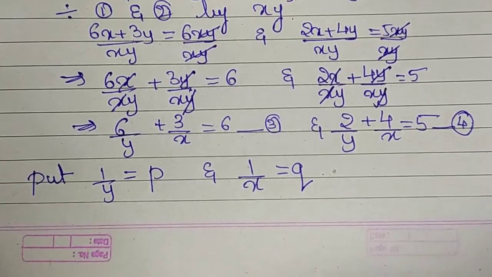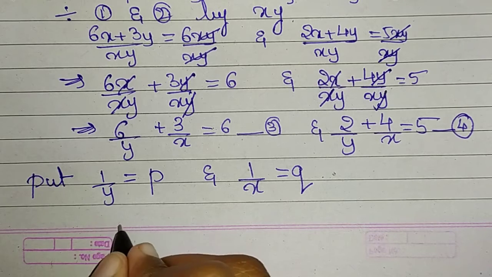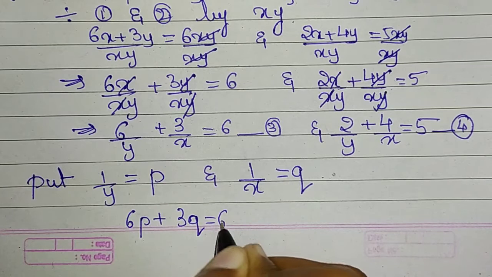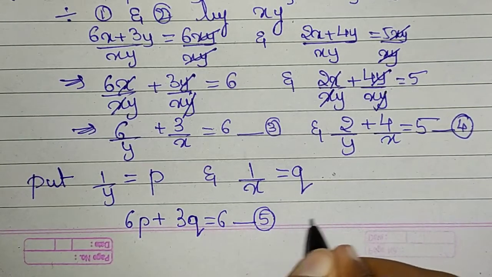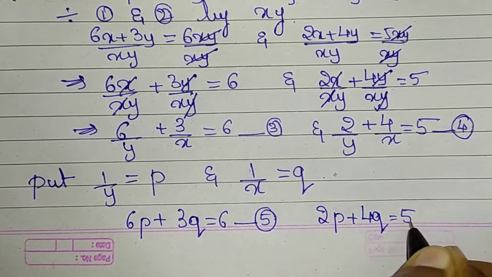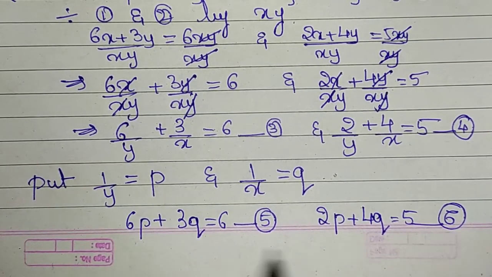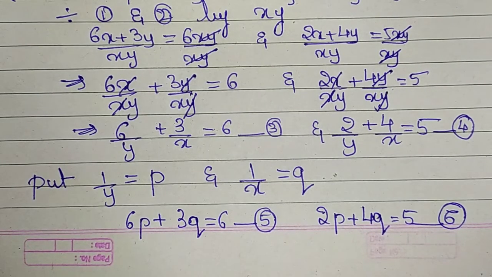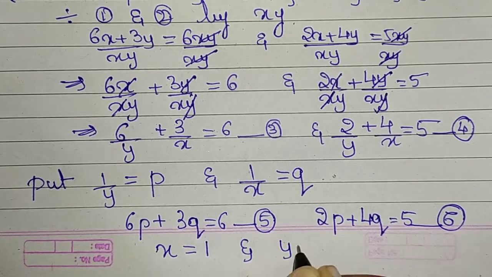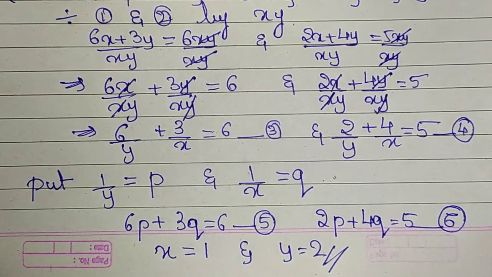So substituting the values of 1 by y and 1 by p, we get 6p plus 3q is equal to 6, equation 5, and 2p plus 4q is equal to 5, equation 6. So now we have our two equations. Now solve these two equations to find the value of p and q, and your values of x and y from there should be x equal to 1 and y is equal to 2. Pause the video and try solving the given equations.